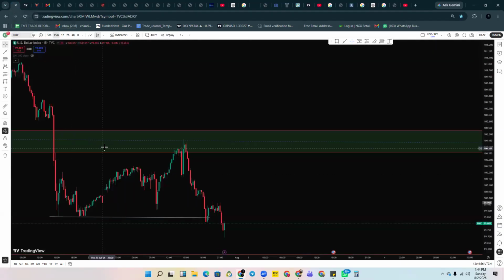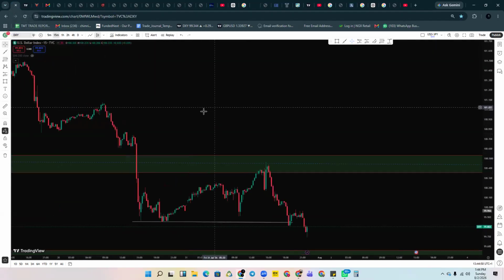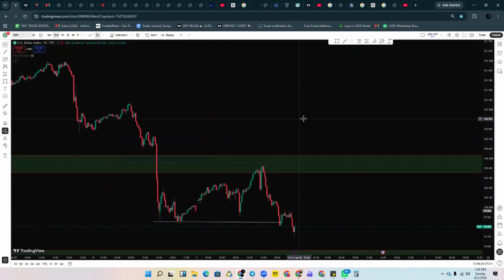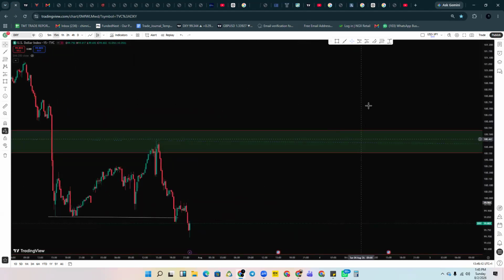And for the US dollar index, we can see that the market is currently on a bearish move from the 15 minutes. We have to either wait for price to pull back and short the markets, or we wait for a change of character and we go long in the markets.